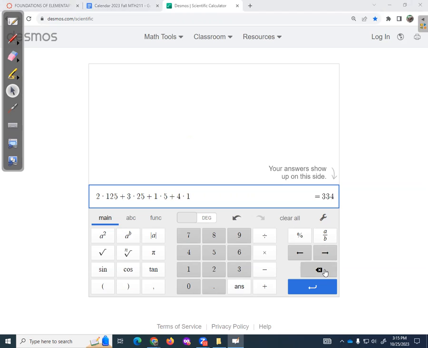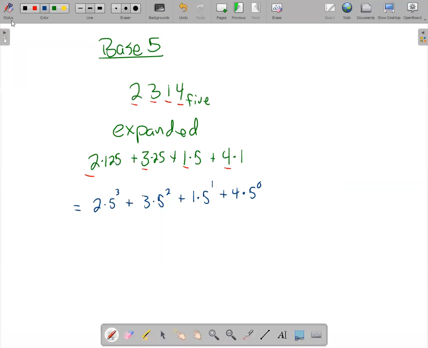Did anyone else get that? A couple nods. So converting from base 5 to base 10 is just expanding the number, naming the place value. So again, expanding is explicitly naming place values.